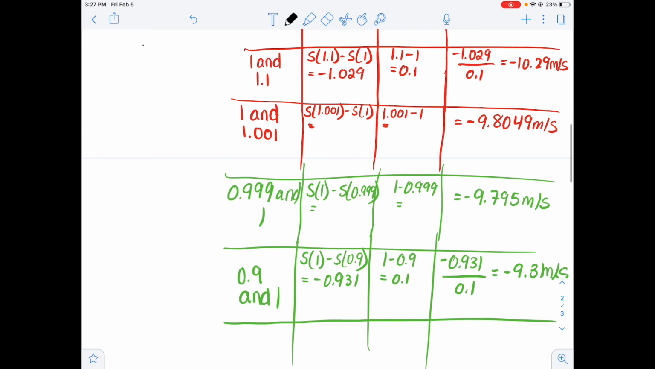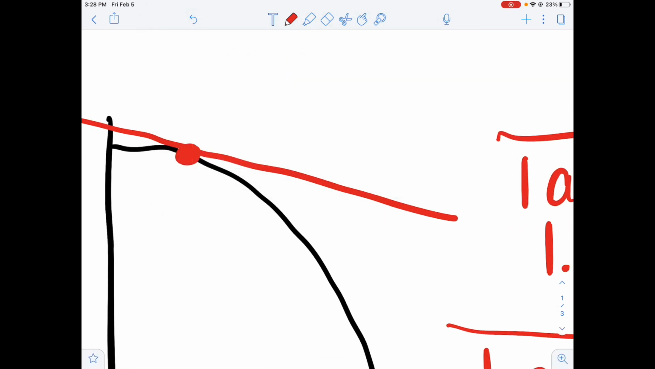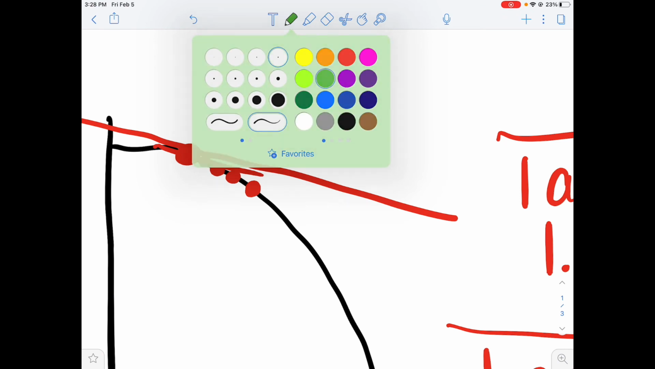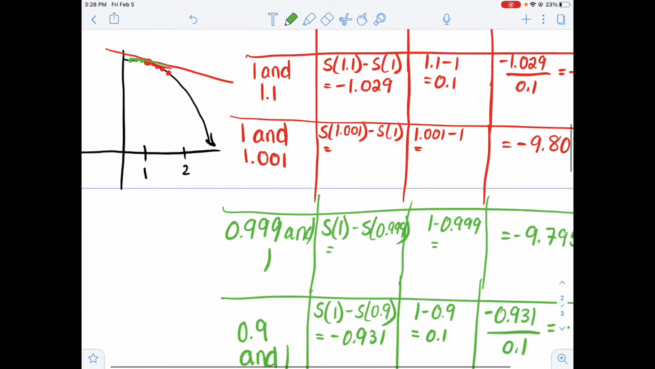In case it's not clear what I'm doing with my 100,000 calculations, I'm looking at my graph, and just to make it a little more obvious, say that's like 1, 2. I'm trying to find the slope of my tangent here, so I'm just gonna zoom in. In the red values, I was picking values getting closer and closer to approximate the slope of the tangent line. With my green colors, I was picking values on this side getting closer and closer, to see what the slopes are approaching.